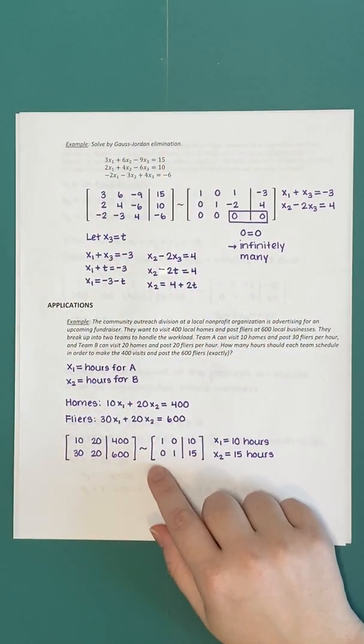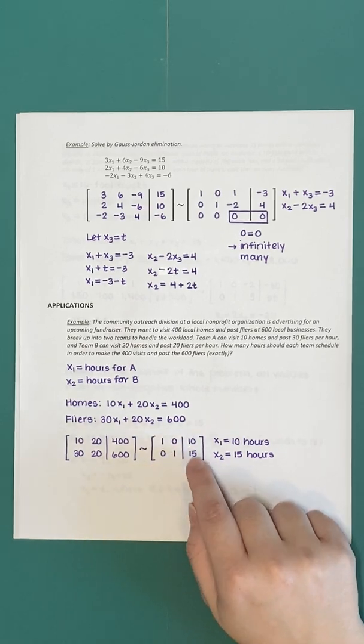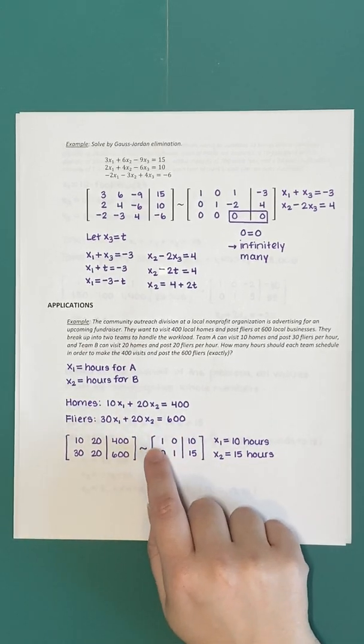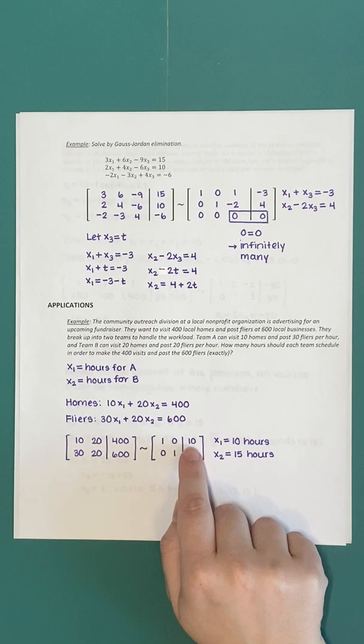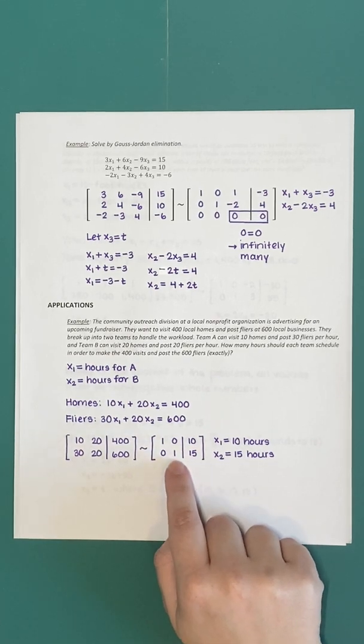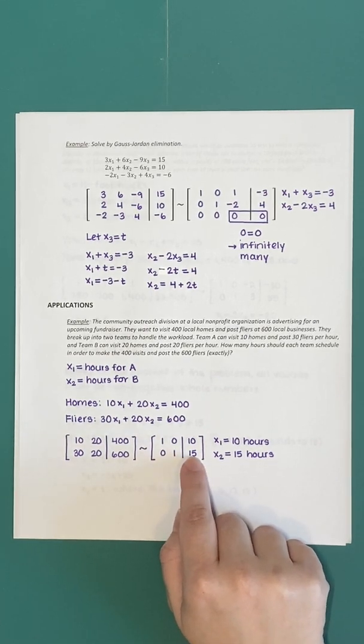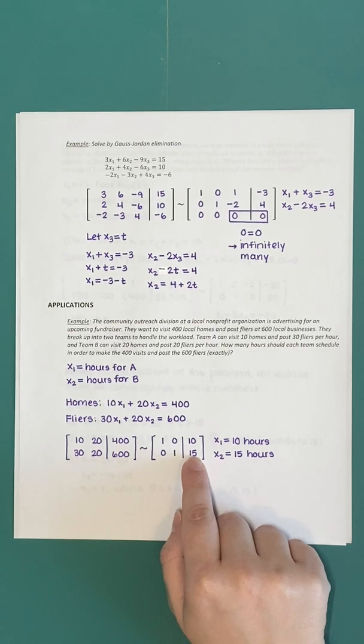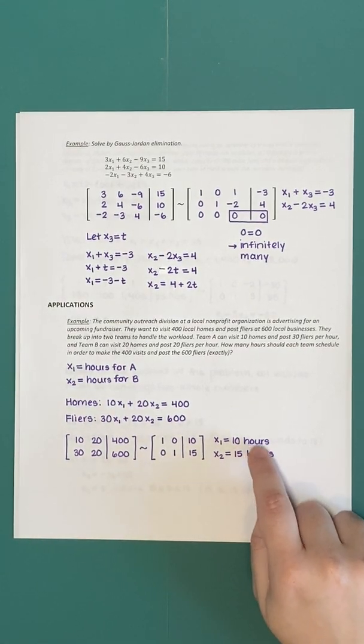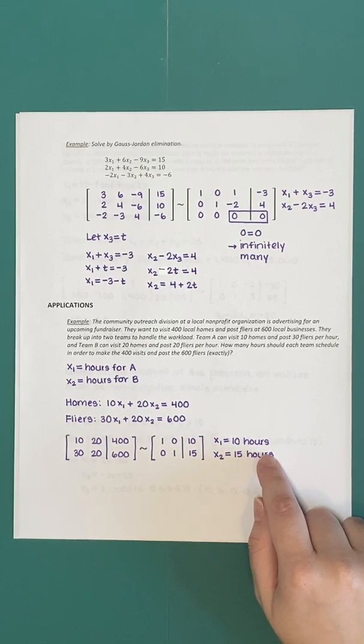So 1, 0, 0, 1, and then 10 and 15. So that means x1 is equal to 10, and then x2 is going to be equal to 15. And in the context of the problem, we're talking about a number of hours assigned for each team. So that's going to be 10 hours and then 15 hours.